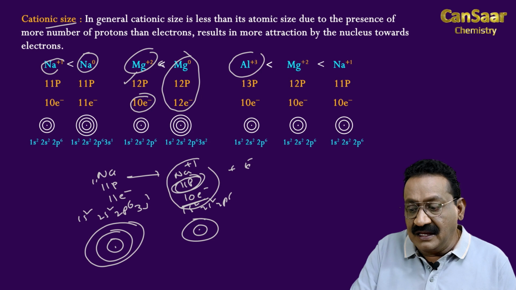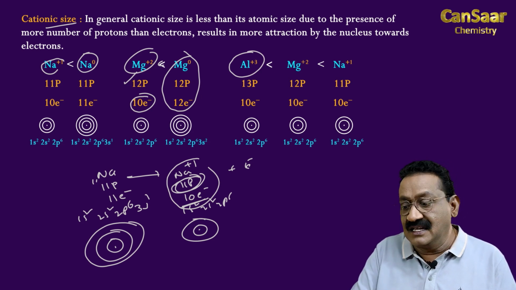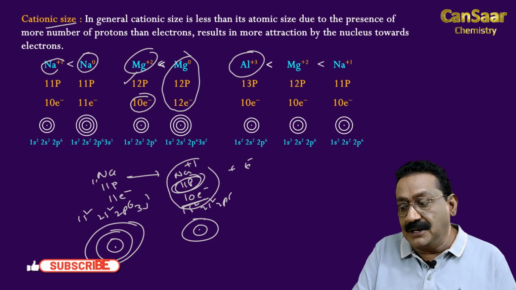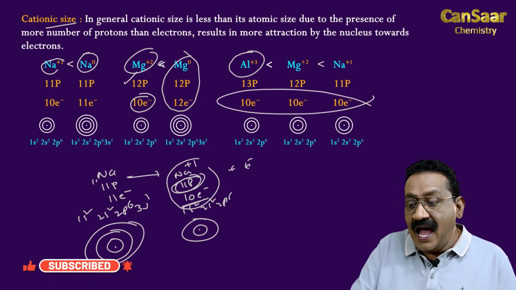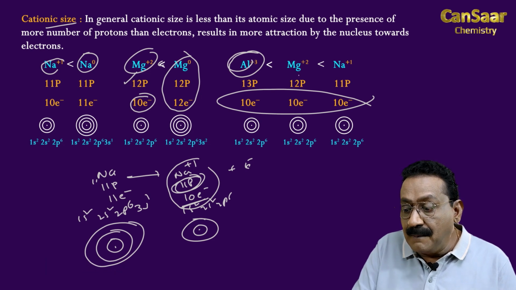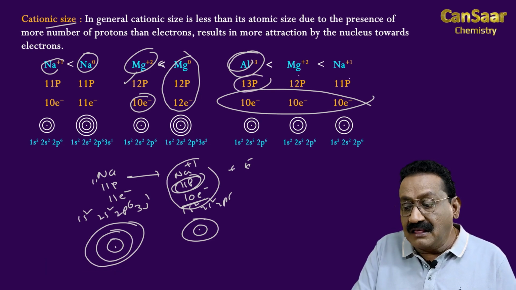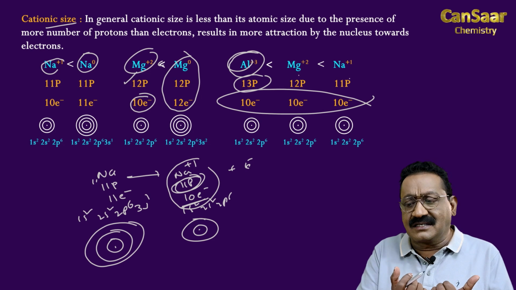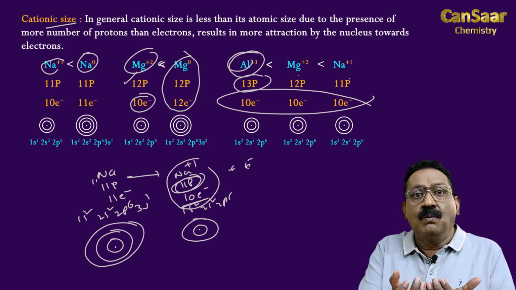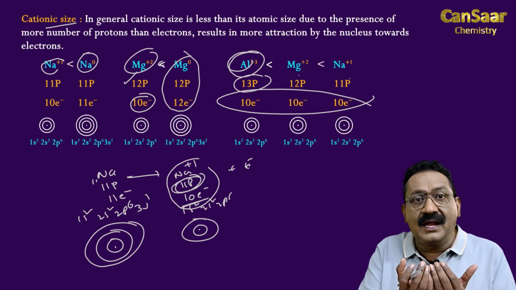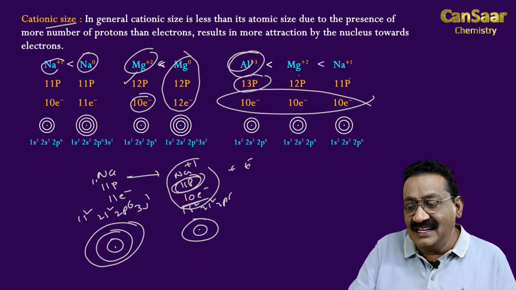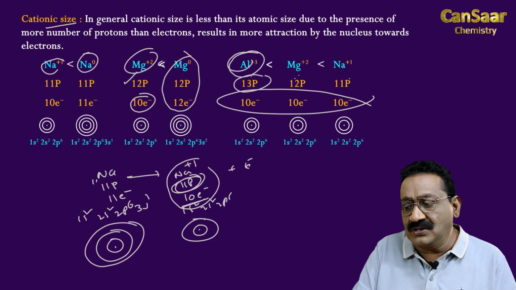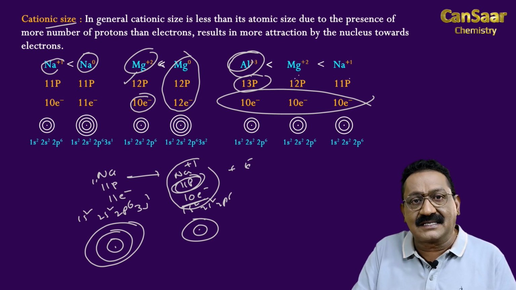The same is the case with Al plus 3, with 13 protons and 10 electrons, size is less. And Al plus 3, Mg plus 2 and Na plus are so-called isoelectronic species. In Al plus 3, compared to Mg plus 2 and Na plus, we have more protons in the nucleus, more attraction, less size. Hence, Al plus 3 size is less than Mg plus 2, less than Na plus.